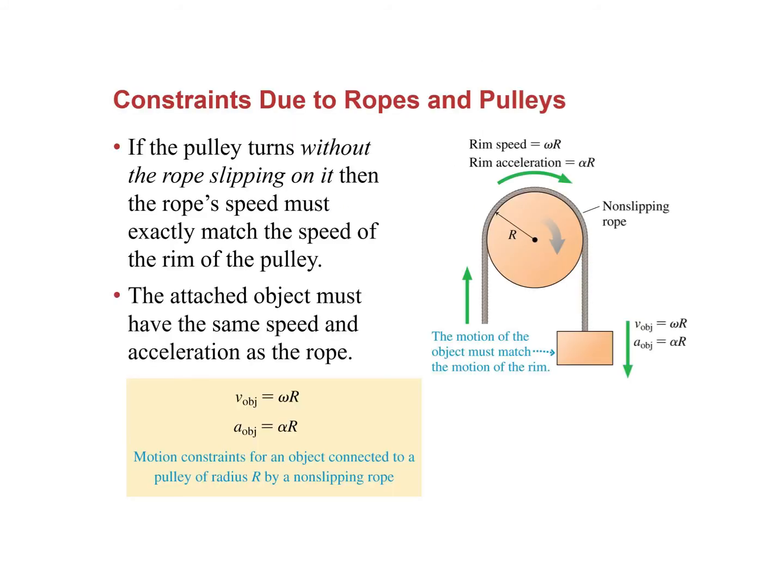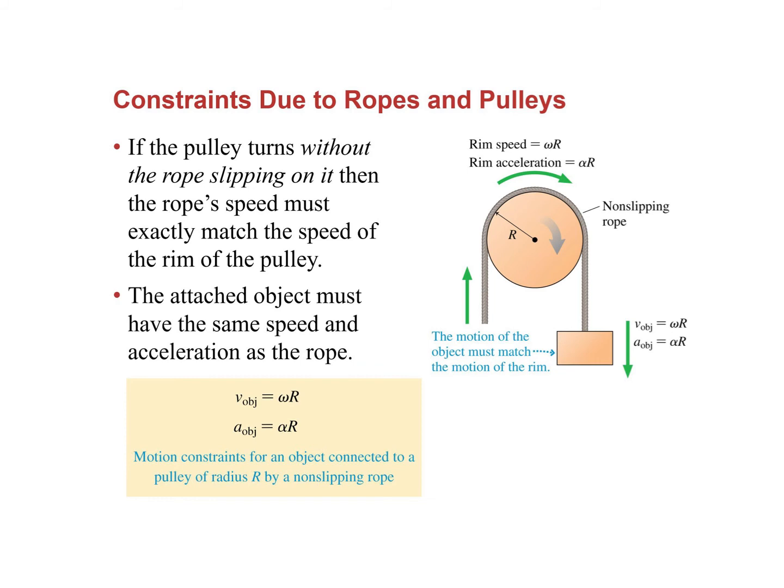Constraints due to ropes and pulleys. If the pulley turns without the rope slipping on it, then the rope speed must exactly match the rim of the pulley. Right? That's what we mean to not slip. If the speed were different, then it would slide along the pulley either forward or back, and we would say that the rope was in fact skidding or sliding. The attached object has to have the same speed and acceleration of the rope.